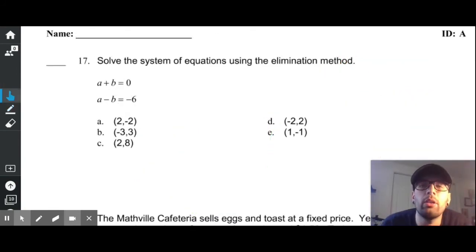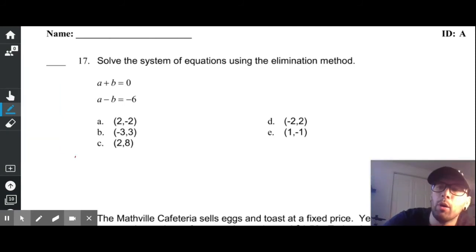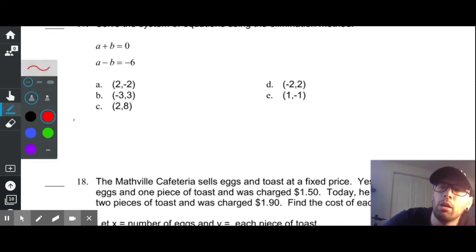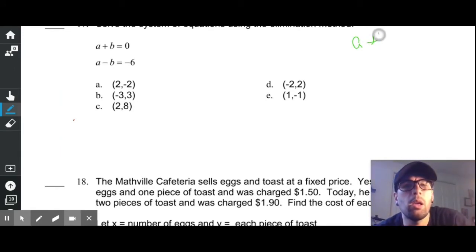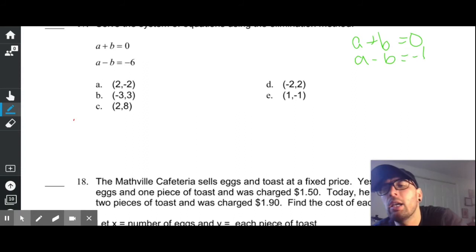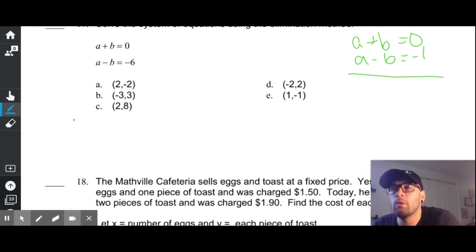Solve a system of equations using elimination. This is very, very similar to the one we just did. If I were to rewrite everything over here, let me give myself a little bit more space. I have a plus b equals 0. I have a minus b equals negative 6. When you're looking to do things using elimination, you are hoping to have one variable and the other variable be exactly the same. I don't know why that's acting funky over there.